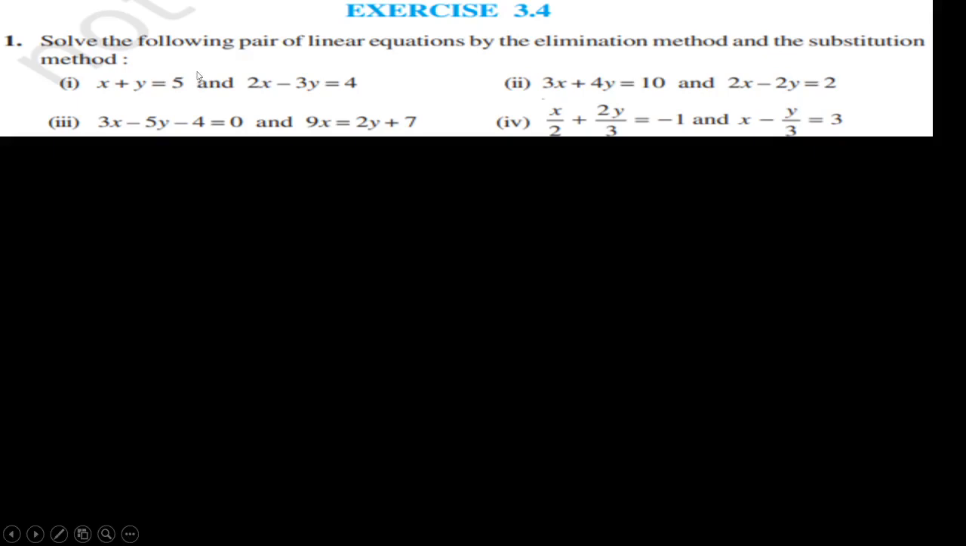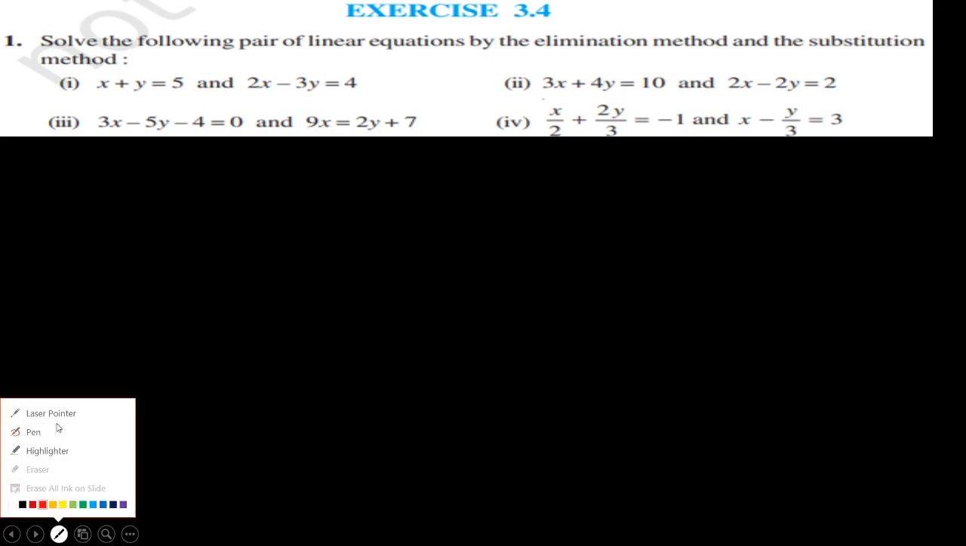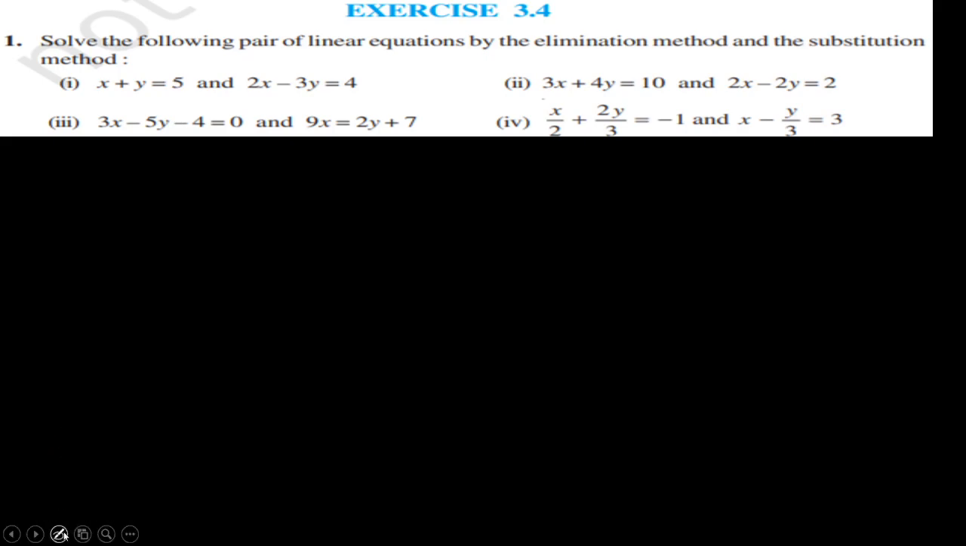Exercise 3.4. Solve the following pair of linear equations by the elimination method and substitution method. Yes, the substitution method we have learned in the previous exercise. Now we are going to start the elimination method. How to solve the linear equation with the help of the elimination method. Now first I am taking the first example here.